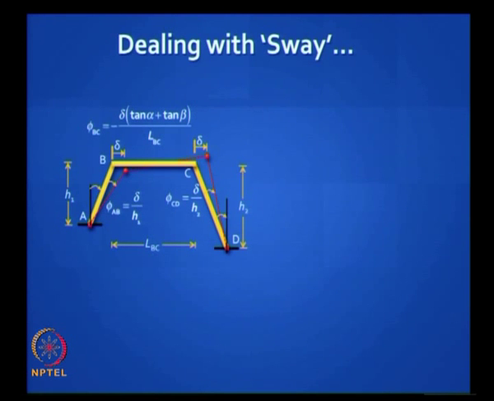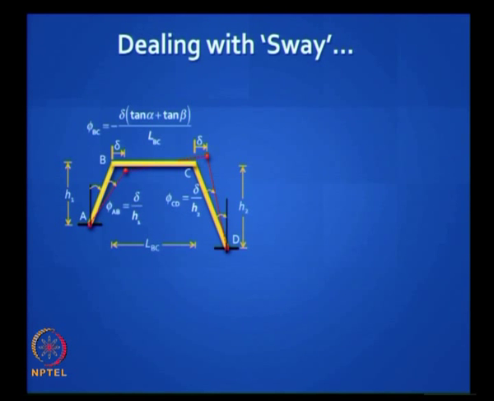Then also you should remember, even though it looks complicated, and this is a very interesting problem, you do not need to solve it, but at least conceptually you should know how to solve it. You still have only one sway degree of freedom. Why? Because 4 potential translations at B and C, 3 members, 3 constraining equations, 4 minus 3 is 1.